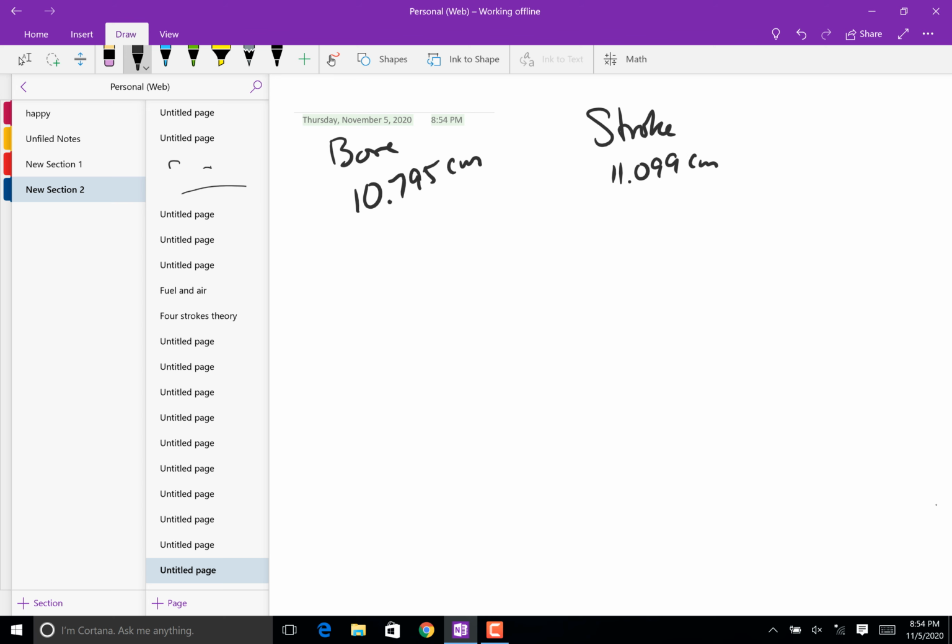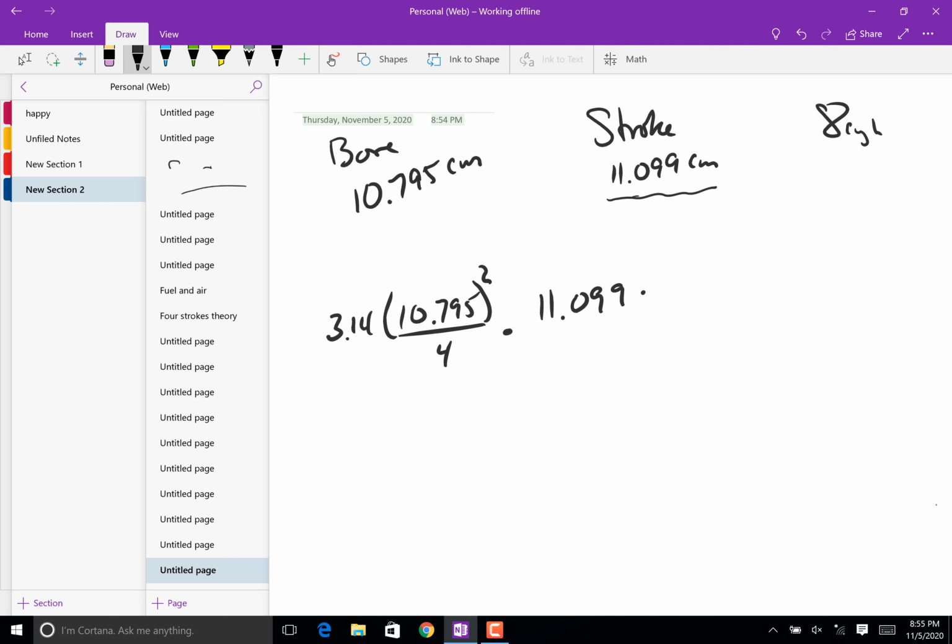Wait, I feel like if you divided this by about 2.5, you'd get about 4 inches. That's right. Yeah, you get 4-something inches. You're not wrong. Notice that this one's a little weird, and we're going to talk more about this in the future. This one's got a longer stroke, a bigger stroke than it does a bore. The ones I've done previous to this have always been the other way around. That's another classification we're going to learn about too. Okay, here it goes. 3.14 times 10.795 squared divided by 4 times 11.099 times, and this is an 8-cylinder engine, times 8.